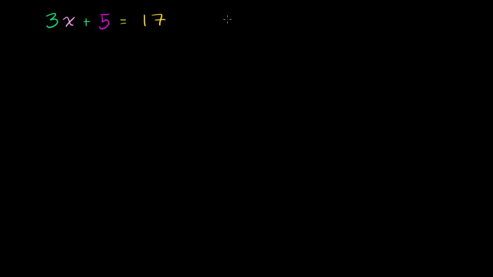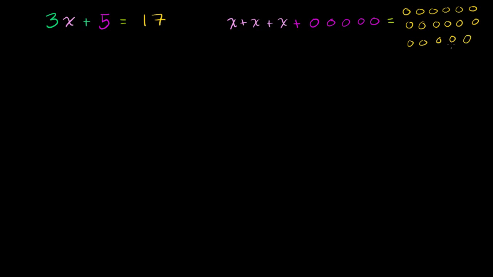So we have 3 times x. You literally have an x plus an x plus an x. That right there is a 3x. And then that's plus 5. I'm going to write it out as 5 objects: 1, 2, 3, 4, 5. This is 3x plus 5 is equal to 17. Now let me draw 17 objects here: 1, 2, 3, 4, 5, 6, 7, 8, 9, 10, 11, 12, 13, 14, 15, 16, 17.